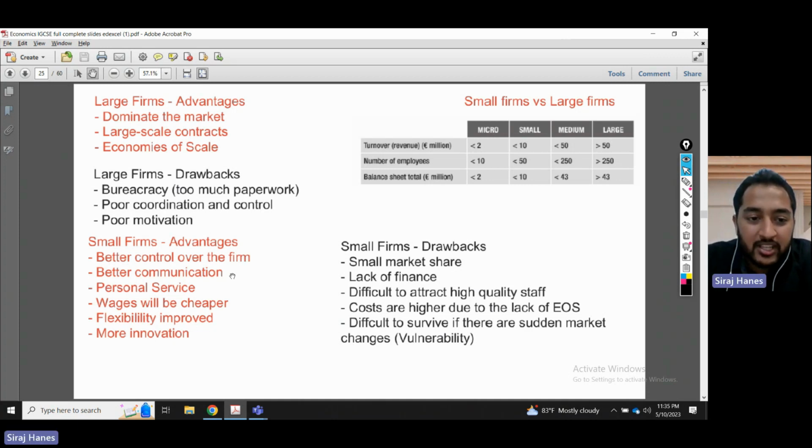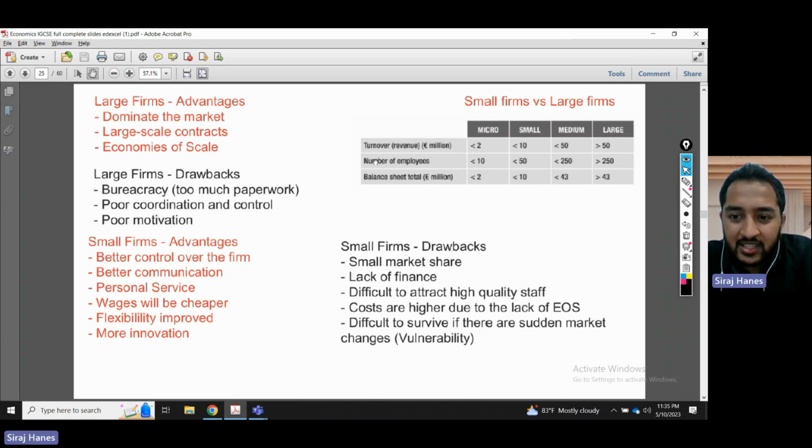Costs may be higher because we learned about economies of scale. There are no large scale contracts. So maybe they won't get economies of scale because they have very small contracts. And it's difficult to survive, because markets can be really vulnerable. And if markets are really, really vulnerable, small firms may not be able to survive. Large firms can.